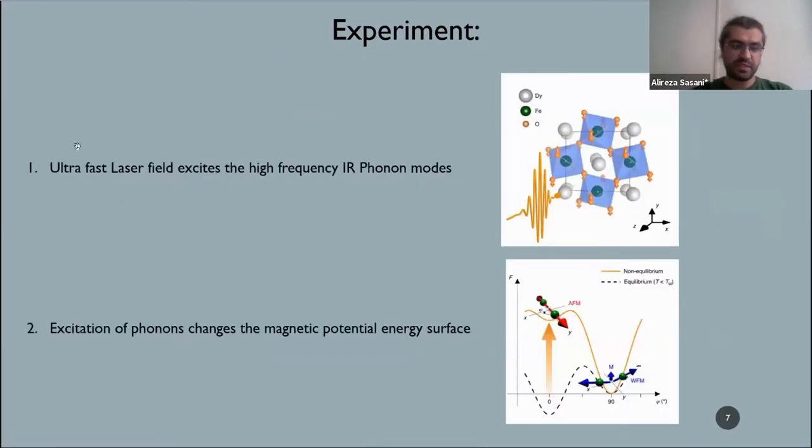In the experiment, the laser pulse is tuned to the infrared phonon mode frequencies and hits the sample. By exciting the IR mode, they have been able to change the magnetic energy surface and then make a transition from the antiferromagnetic Γ1 phase to the Γ4 phase. In this case, the sample is in the Γ1 phase at low temperature, lower than 51 K. And when they hit the sample with the laser, they change the energy surface and then make a transition to weak ferromagnetic order.